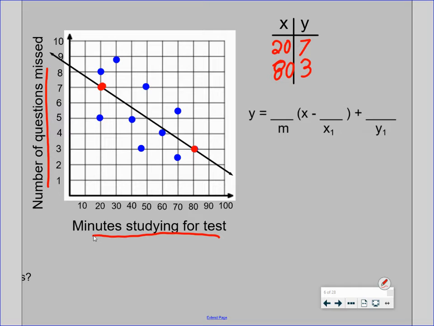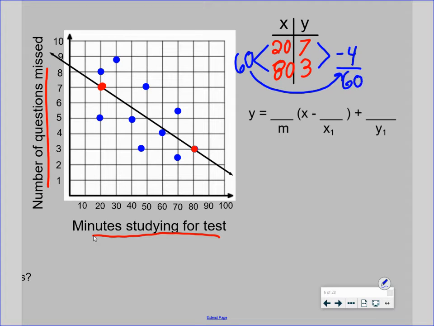So this is what we've been doing on our last assignments. We are going to write the equation of the line that goes through these 2 points. So first of all, we know we need to find our slope. Our slope is the change in y over the change in x. To go from 7 to 3, we are subtracting 4. What's happening to go from 20 to 80? Well, we're adding 60.